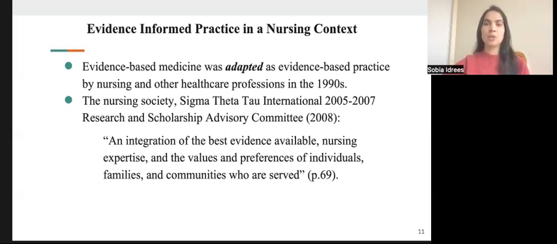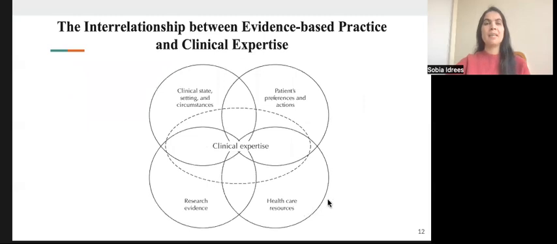In the next slide, I'll show you how the interrelationship or the integration of multiple elements we need to bring together for evidence-informed practice in nursing context. Let's see the next slide. In this slide, you see multiple circles, and you see different labels in each circle, but all the circles are overlapping. So that is the idea of evidence-informed practice in nursing context.